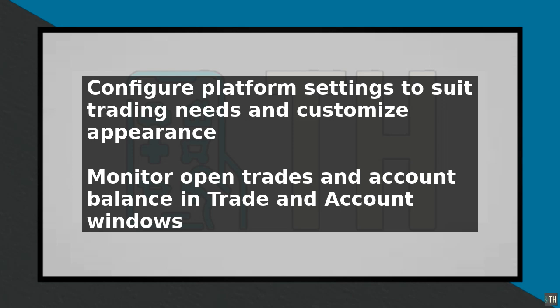In conclusion, setting up MetaTrader 5 on Android is a straightforward process that requires downloading and installing the application, creating a demo account, and configuring the platform settings. By following these steps and practicing with a demo account, you can become familiar with the platform and start trading with confidence.